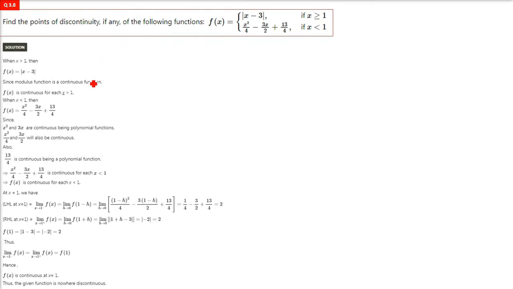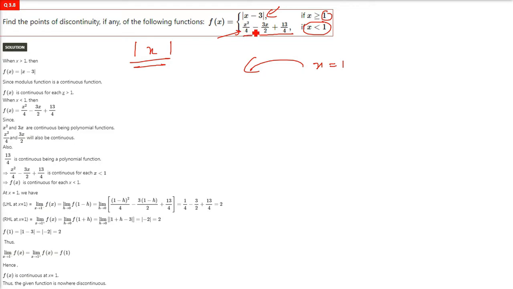So there are certain things you have to write up front, and these are the modulus function or absolute value function. This is continuous. We know about that. We discussed it earlier. And this function is a polynomial function. And since this x square, 3x and 13, all these are individually continuous functions because they are polynomial functions. So we can say that these are polynomial functions and absolute, so they are continuous. So we have to check at x equals 1.